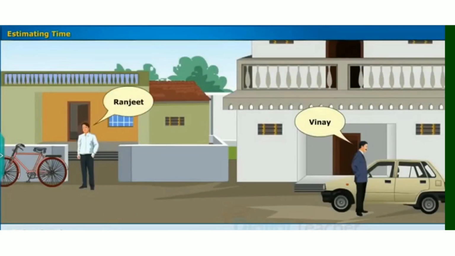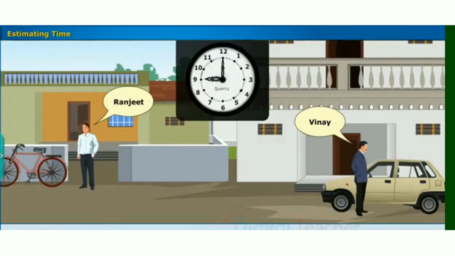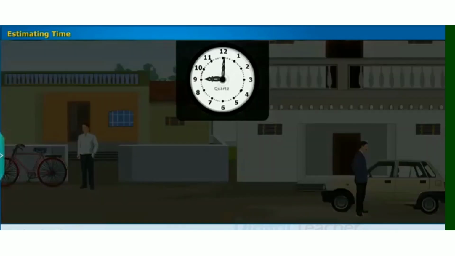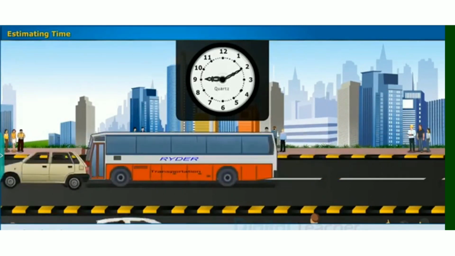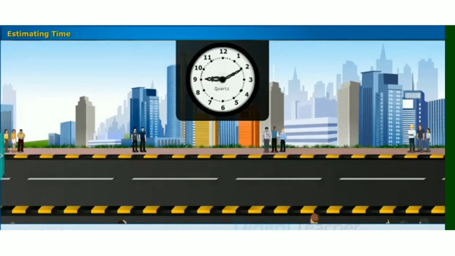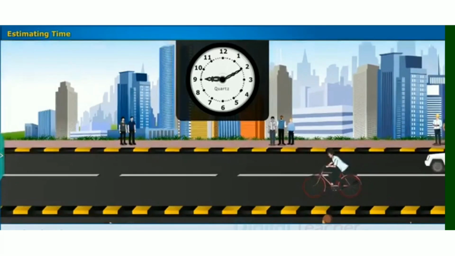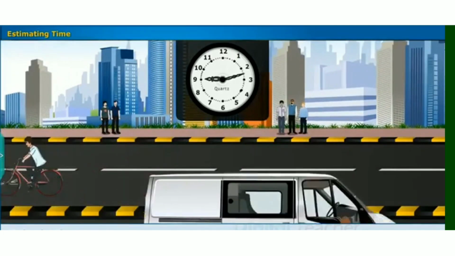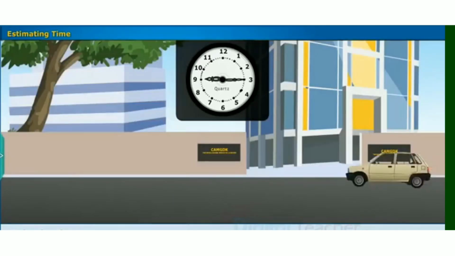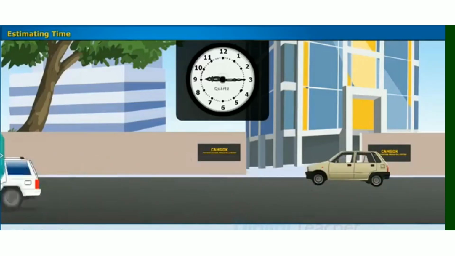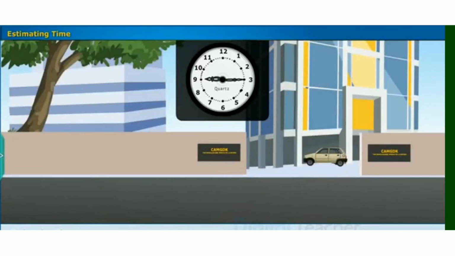Vinay and Ranjit started for office at 9 a.m. from their houses which are side by side. Vinay started on a car and Ranjit on a bicycle. We can easily estimate that Vinay reaches the office earlier than Ranjit, isn't it? But to answer the question of how early Vinay reached, we need to measure the time taken by both Vinay and Ranjit and find the difference of time between both the cases.